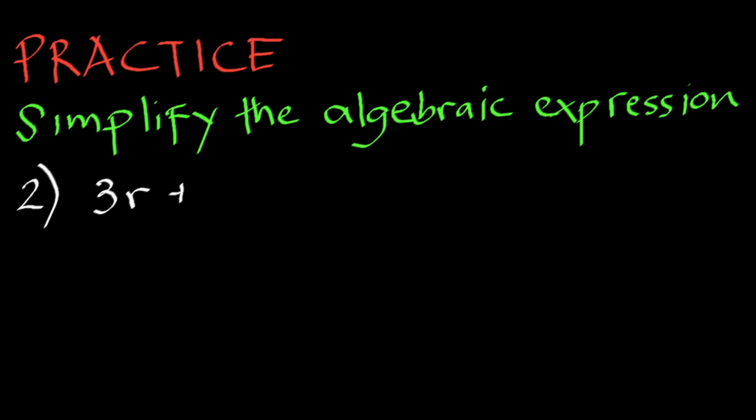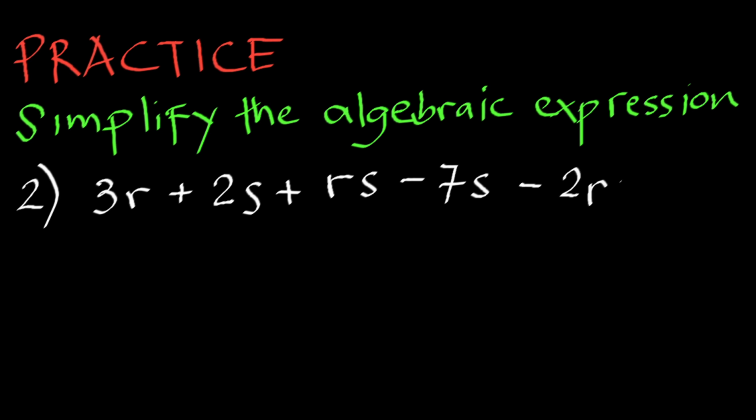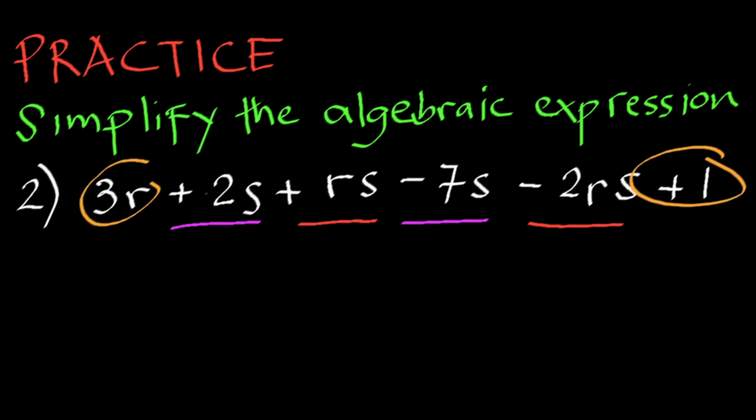Number 2, we have 3r plus 2s plus rs minus 7s minus 2rs plus 1. So we have 2s and negative 7s. We have rs and negative 2rs. And then yung mga walang kapareho, pwede na natin silang kopyahin lang sa baba.